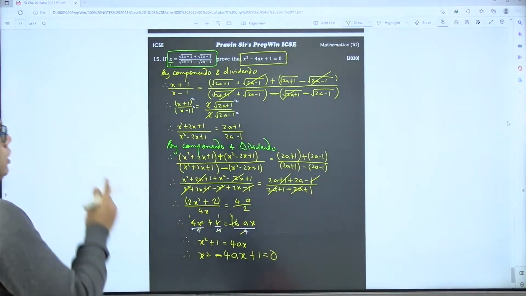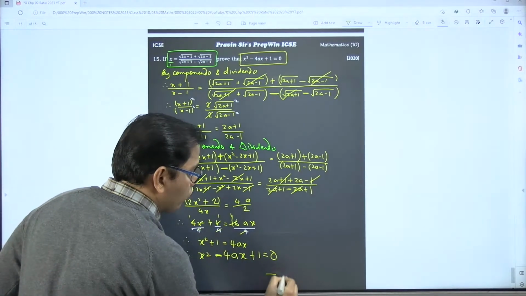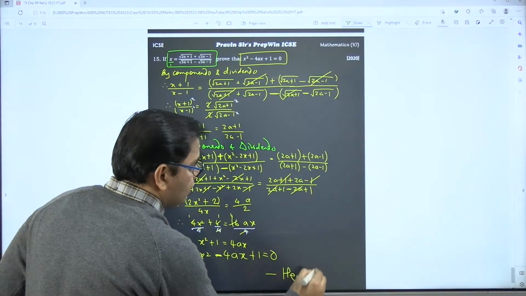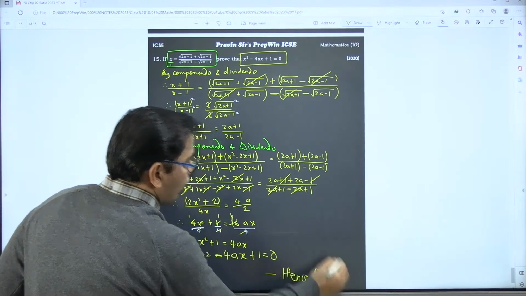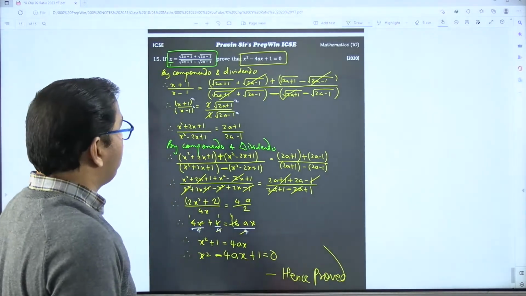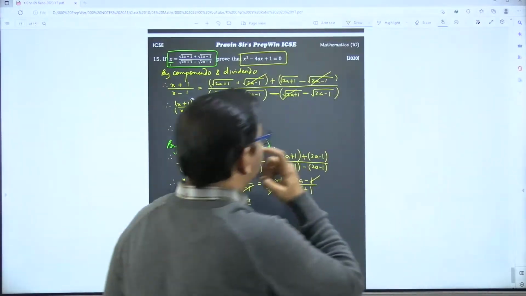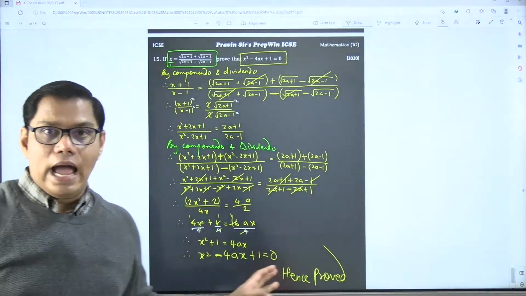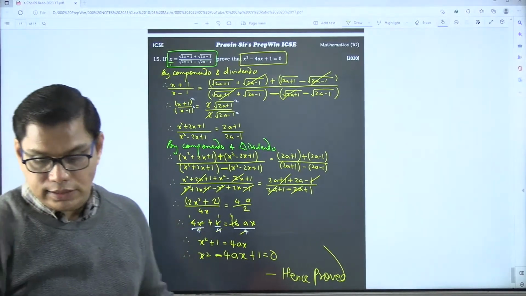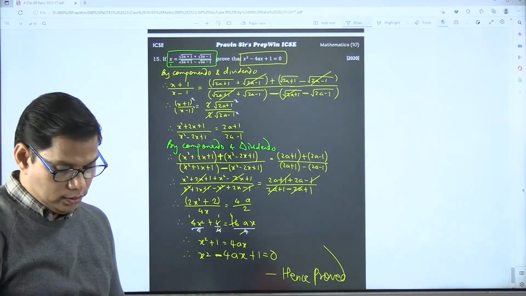So is my solution done? Yes, only I have to give my autograph. That is hence proved. Okay, so this was the last sum. Okay, this was the last sum. I will definitely save this, and I will put the solution in the description box. I hope you have understood this.